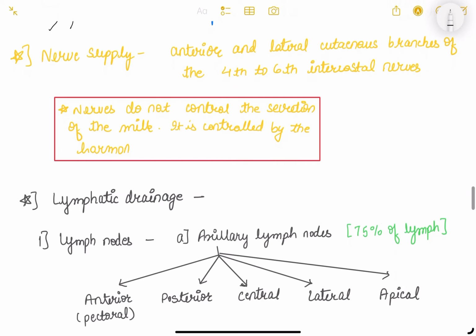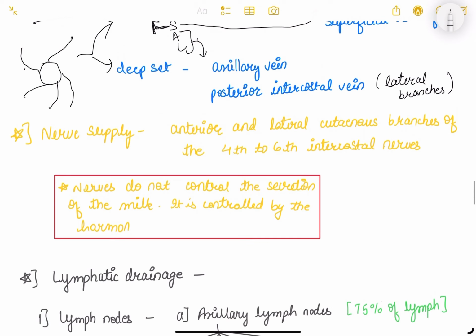Now let us look at the nerve supply. The nerve supply of the breast is through the anterior and lateral cutaneous branches of the 4th to 6th intercostal nerves. You will learn about intercostal nerves in the thorax in more detail. Okay, so do not worry about it. Now there is one very important point here, which is that the nerves do not control the secretion of milk. It is controlled by a hormone. Which is that hormone? Prolactin. Okay.